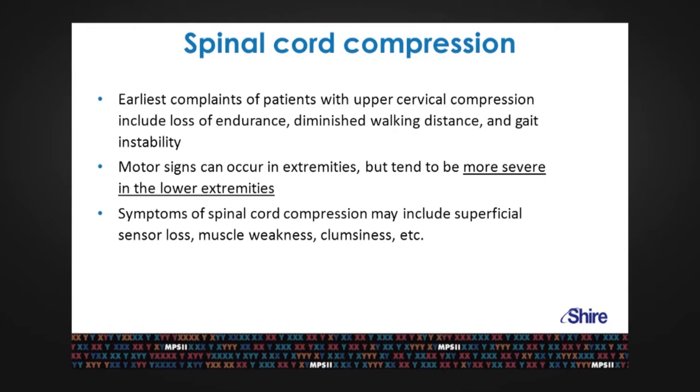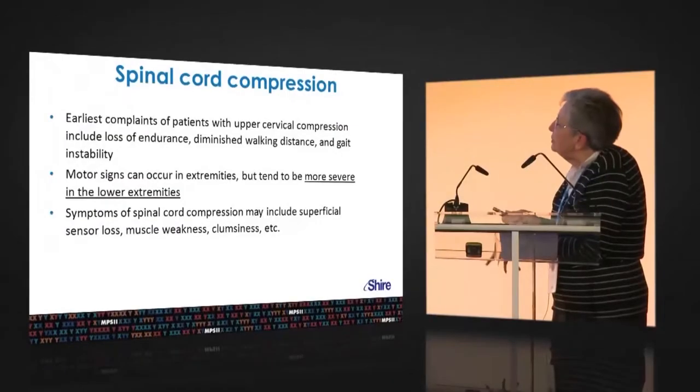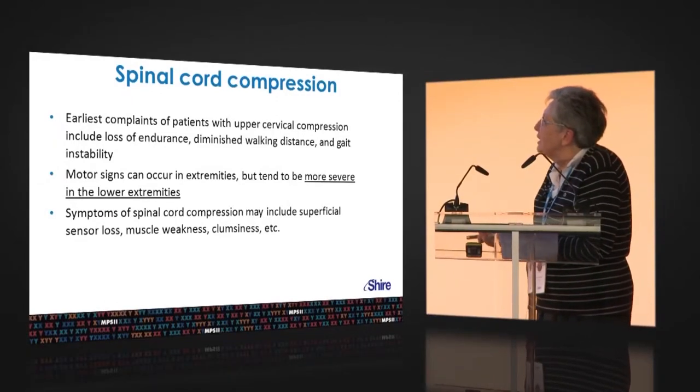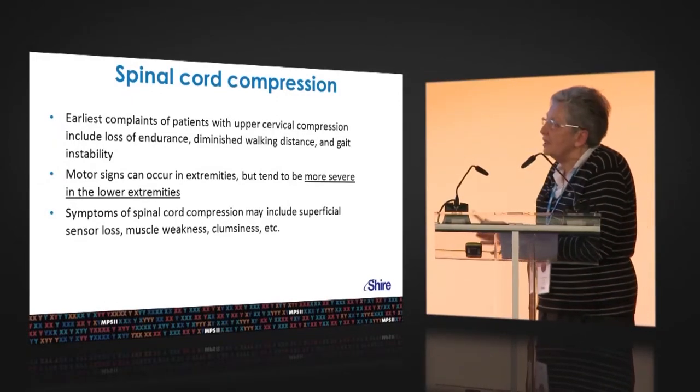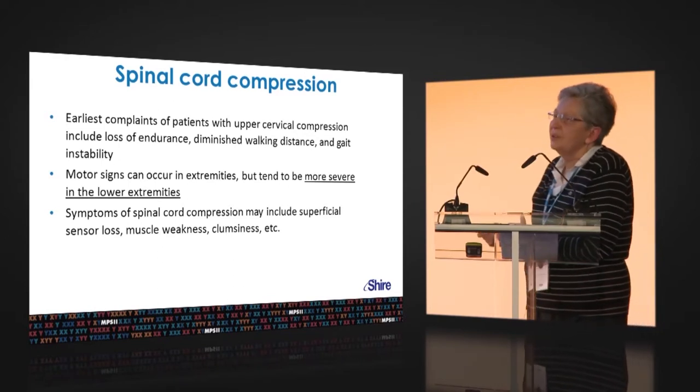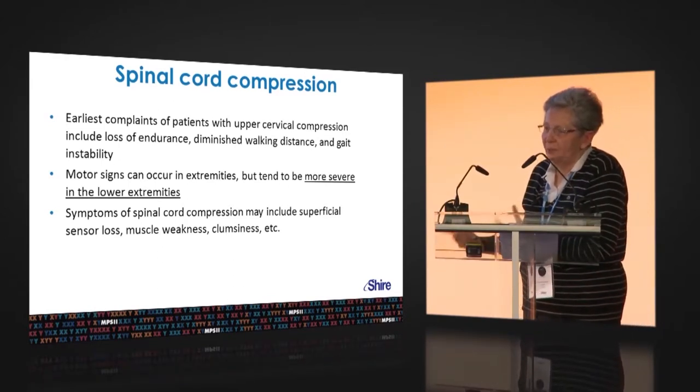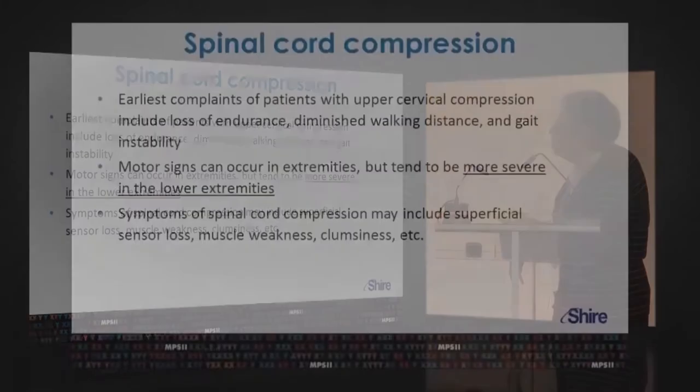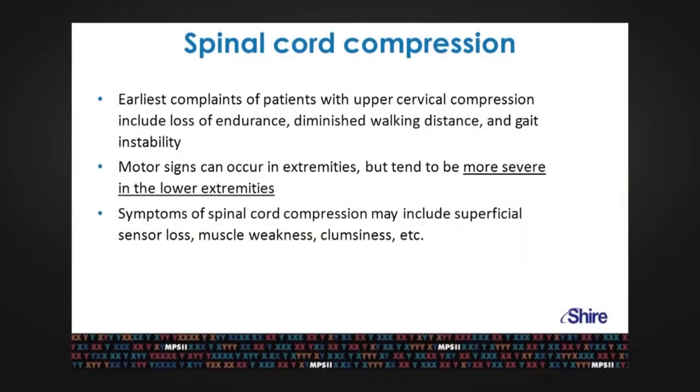The earliest complaints of patients with upper cervical compression include loss of endurance, diminished walking distance, and some gait instability, but these are also very slowly developing symptoms, expressed more severely in the lower extremities. You can also observe other neurological symptoms, like superficial sensory loss, muscle weakness, clumsiness, and so on. But these symptoms also progress quite slowly.